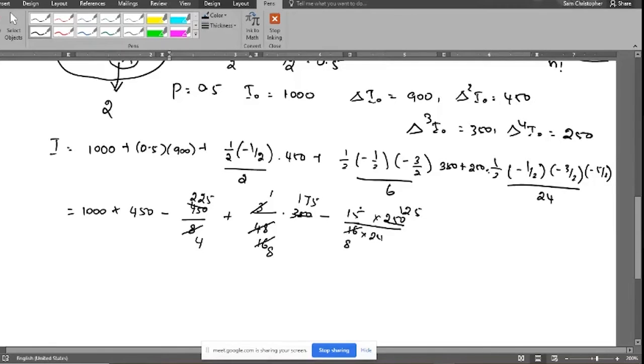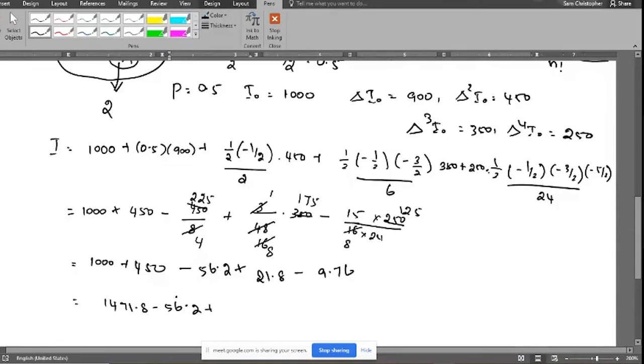Yes, can you calculate this? What's the value of 225 by 4? 56.2? Yes, sir. Okay, 56.2. Similarly, 175 by 8 is 21.8. Okay. Last one: 15 into 125 divided by 24 into 8. 9.76.